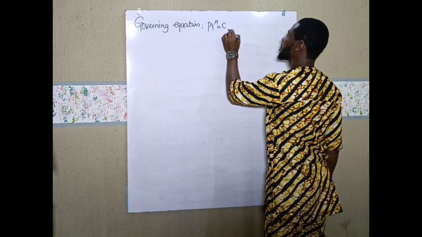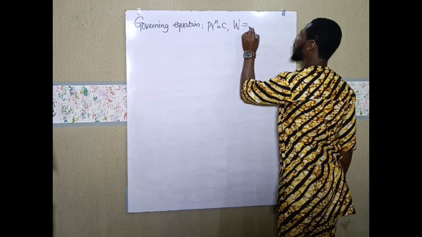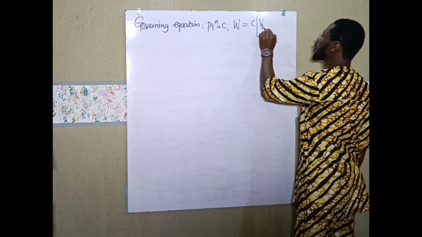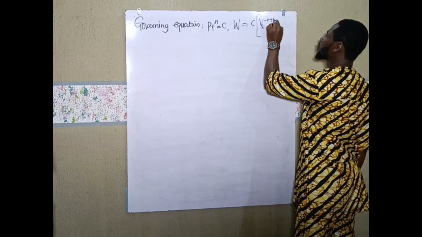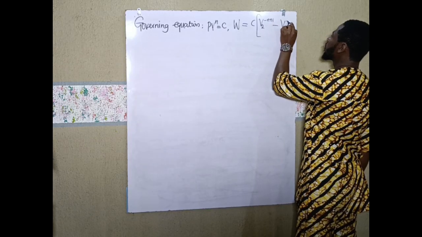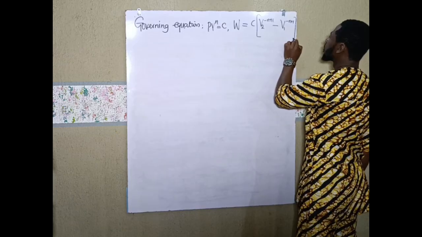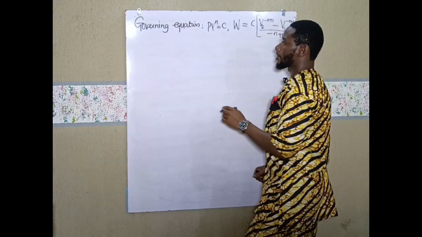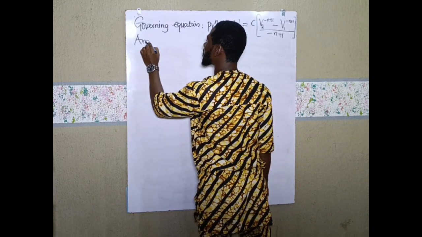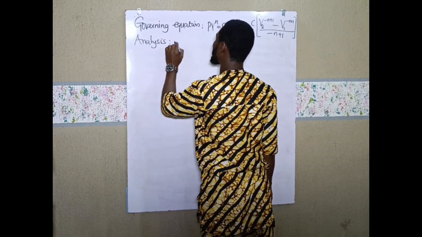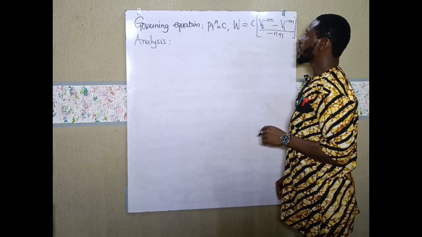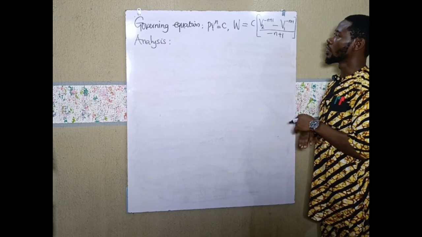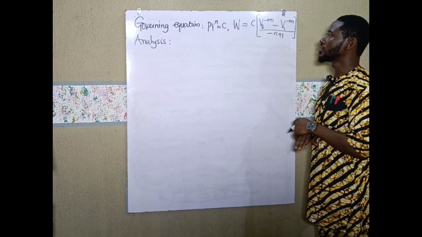The governing equation is PV^n equals C, then W equals C into brackets V2 raised to the power of minus n plus 1 minus V1 raised to the power of minus n plus 1, divided by minus n plus 1. Analysis. The first thing we are going to do now is to determine the polytropic index before we can come back to the work done that we are asked to determine.